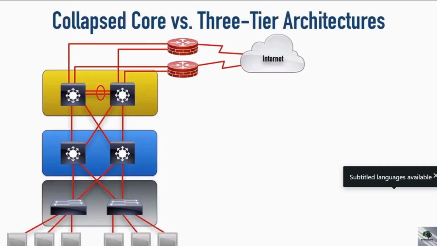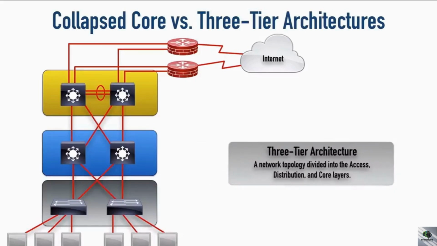architecture and a couple of two-tier architectures. First, let's consider Cisco's traditional three-tier architecture where we have an access layer, a distribution layer, and a core layer.